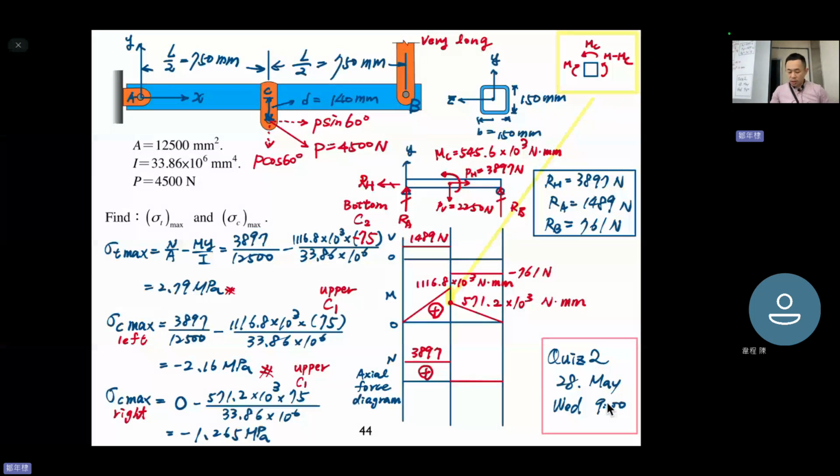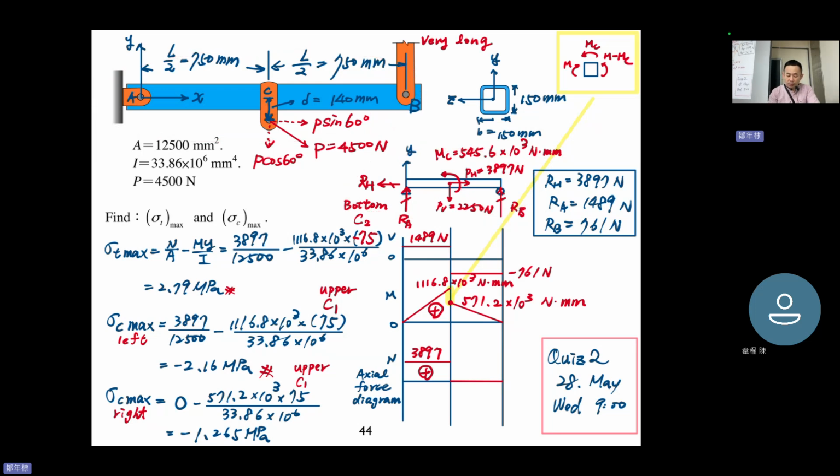Right, so let's continue our summarizing. Yesterday we talked about the normal and moment caused stress distribution. They need to add up together, right? Yesterday we had an example like this, and then we transferred this real case into shear moment diagram form.